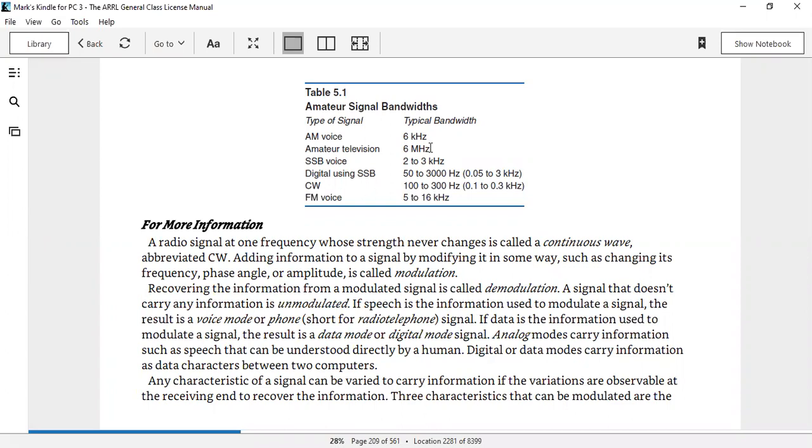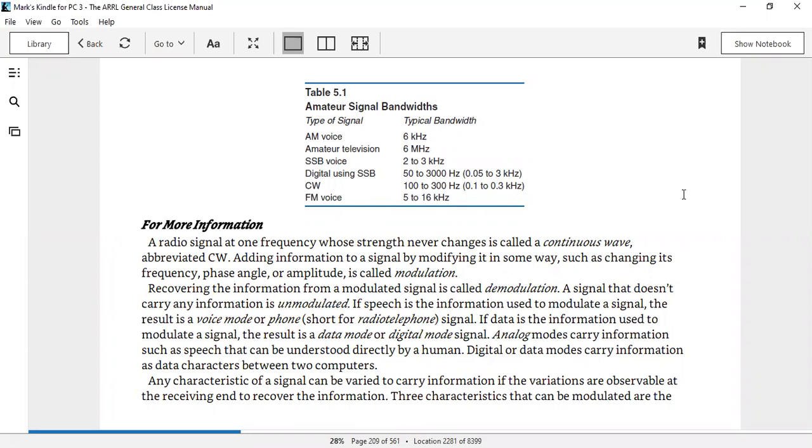And here we have digital modes. 50 to 3,000 hertz. Oh, 3,000 hertz is 3 kilohertz, so that's 3 kilohertz, not megahertz. So that's digital mode. And FM is 5 to 16 kilohertz.